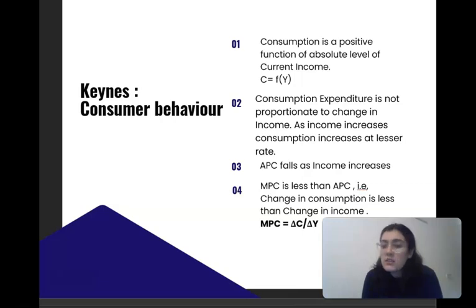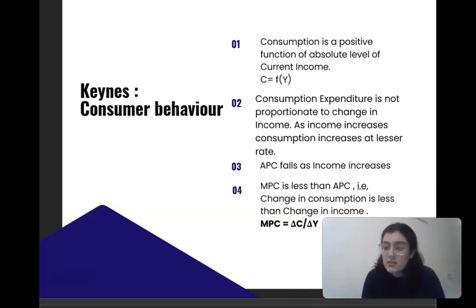Now, what is Keynes's prediction about consumer behavior? He propounded the psychological law of consumption, but I'll tell you in more detail what it is. Consumption is a positive function of the absolute level of current income. As I just told you, the absolute income theory of consumption states the same thing. Consumption expenditure is not proportionate to the change in income. As income increases, consumption increases, but at a lesser rate. APC falls as income increases, because the APC formula says that C upon Y is the formula.